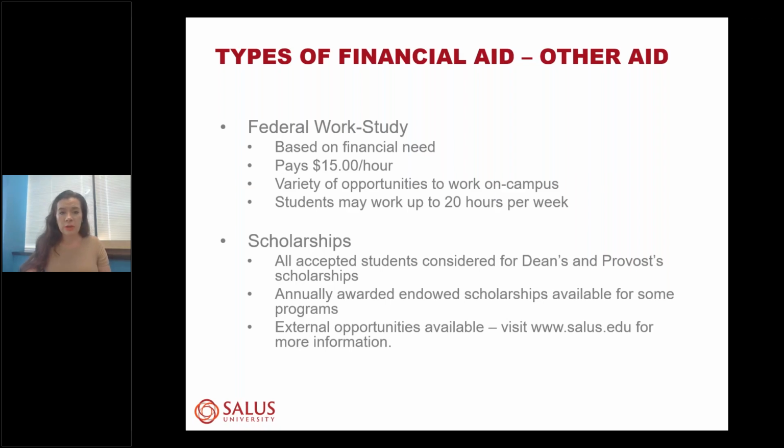Other financial aid that you might be eligible for: federal work study. As I said earlier, you need to submit that work study request form if you're interested in work study. It's based on financial need. So again, you do have to have the FAFSA on file, but you also have to submit that financial aid request form that will be available next spring. So keep that in mind if you're interested in work study. It pays $15 an hour. There's a variety of opportunities to work on campus, and students can work up to 20 hours per week.